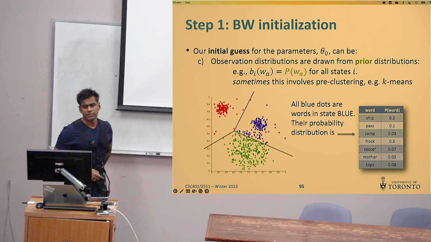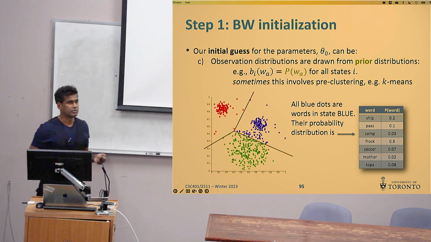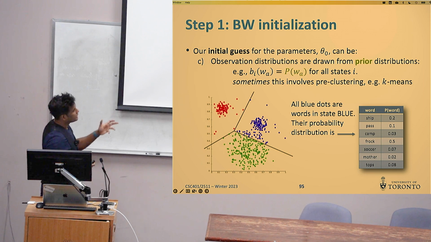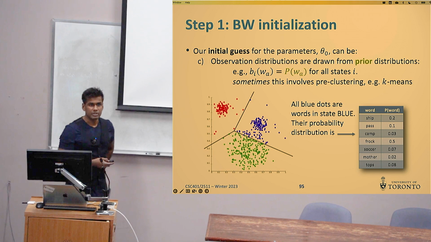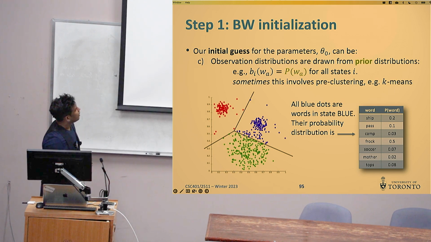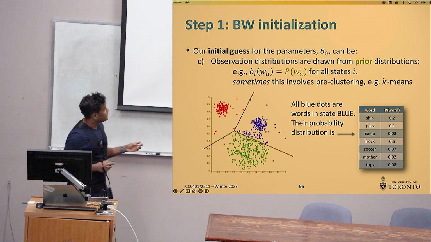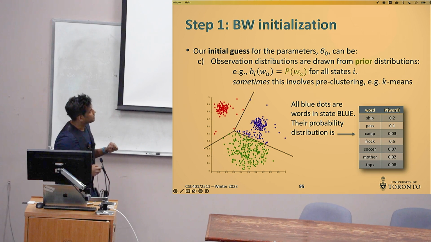And the third way to do this is to use some kind of prior distributions. So we can take our data and perform some kind of pre-clustering algorithm, like k-means clustering, and cluster our data points into the number of states that we have guessed, and then use the data for each of those states in order to assign our emission probability for that state. So in this case, let's say all the blue dots are observations belonging to the state blue. Then we assign our emission probability by using only the data belonging to this cluster. And we do the same for the other two states.